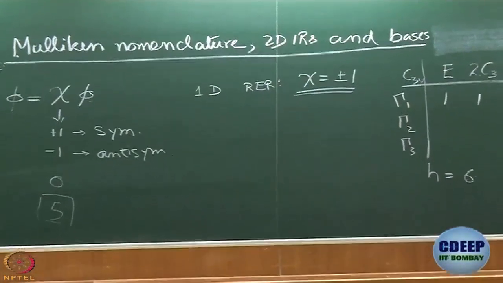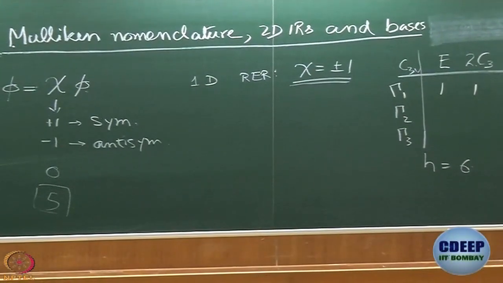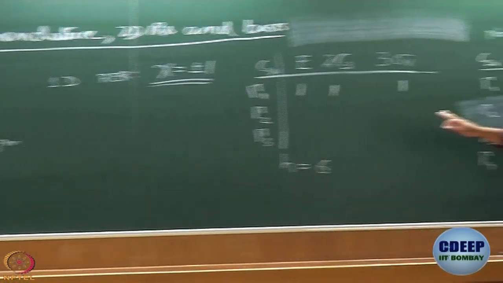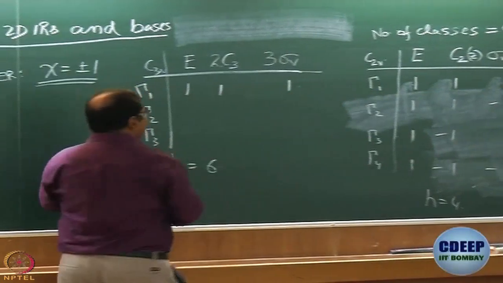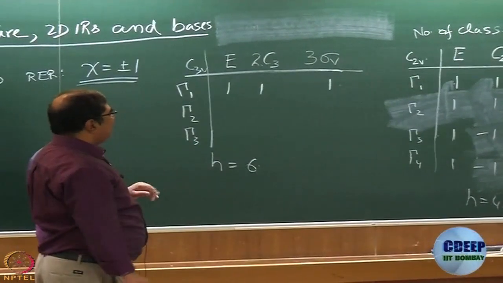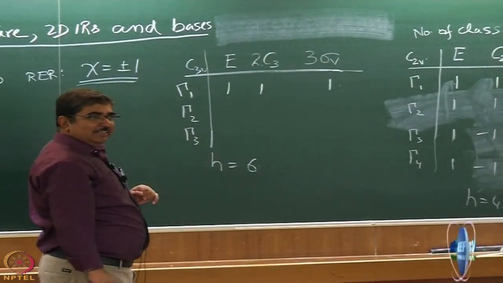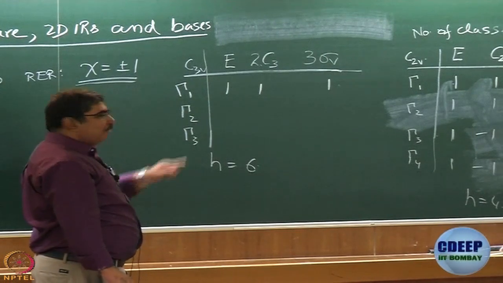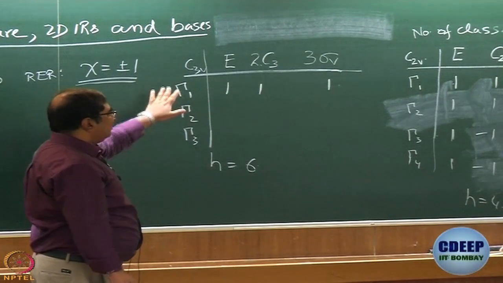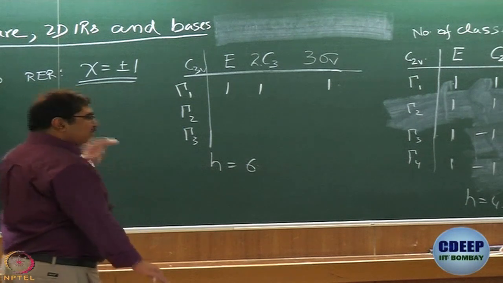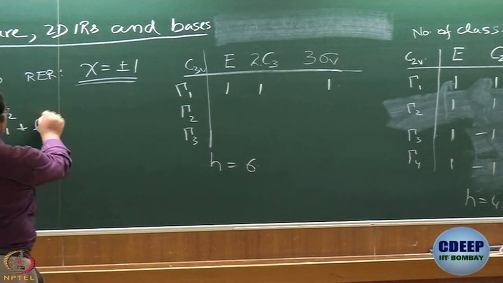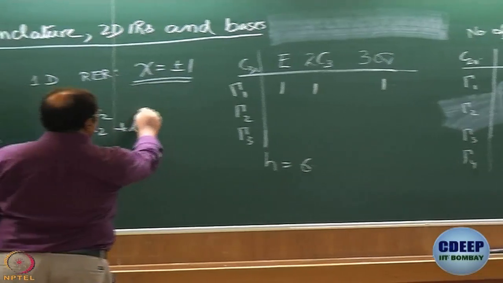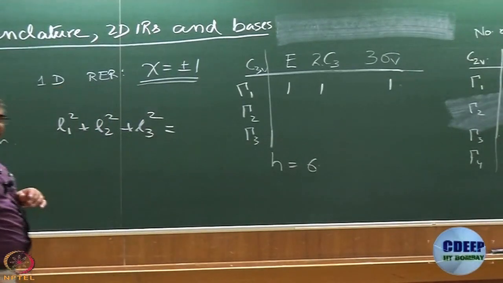So, the question is which one do we want to do first? Let us finish the story of C3V and then come back to it. Okay. Exactly the same thing for C3V, h is equal to 6, okay. Number of classes is equal to 3, so 3 irreducible representations. So, what do I write? l1 square plus l2 square plus l3 square is equal to how much? 6.